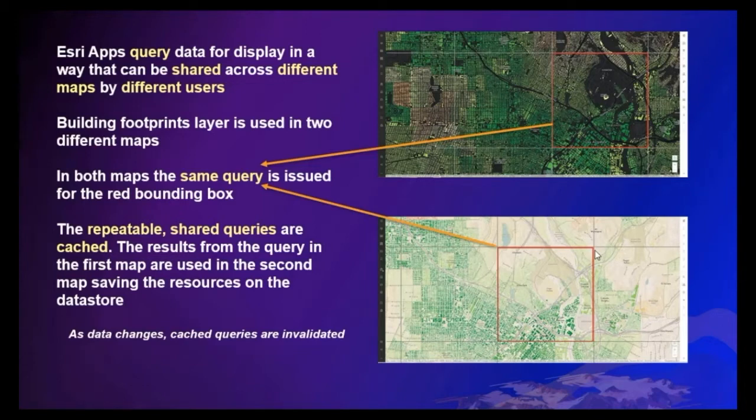Why is that important? That's important because anytime we can repeat the same query across different users in different browsers, they become shared queries, and they can be cached at different tiers in the system, from your browser cache to the CDN, which is the Content Delivery Network, to an internal cache of feature tiles within ArcGIS Online. The results from that first map can be used in the second map, saving the resources on the data store. As the data changes, those caches are invalidated and new data comes in.